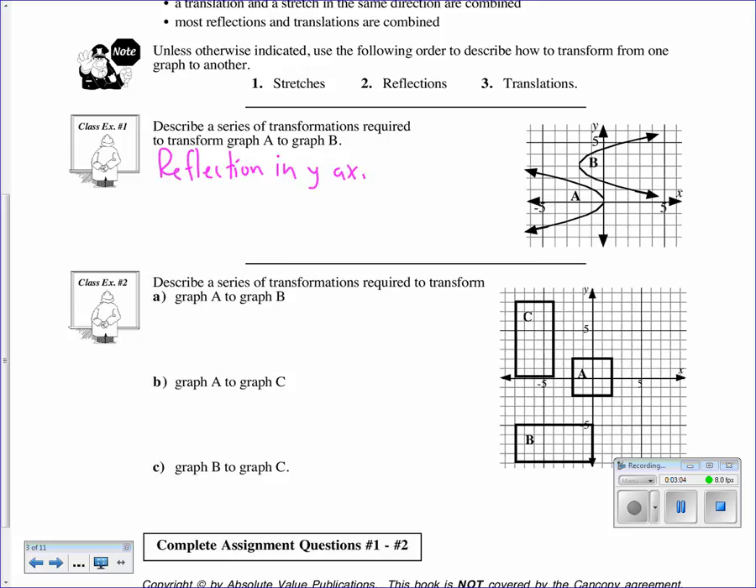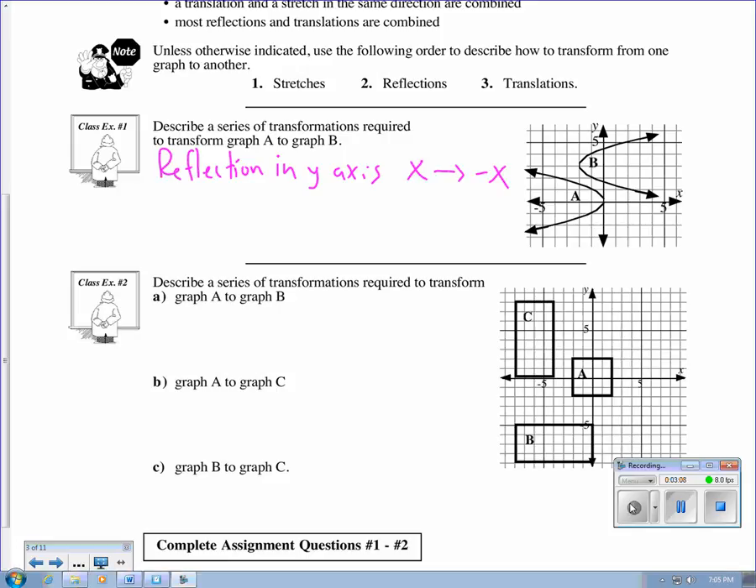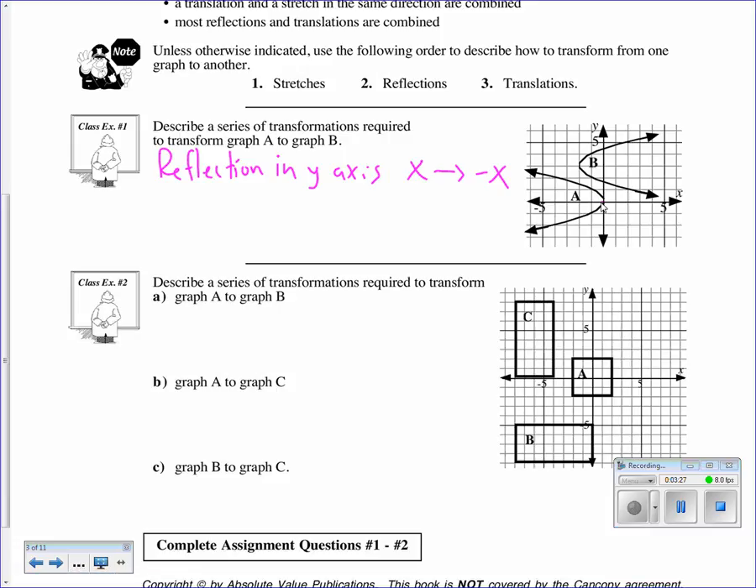And when I reflect in the y-axis, remember what changes. When I reflect in the y-axis, x becomes minus x. So if you flip that graph around, the graph would simply be in the mirror on the other side. But you'll see that I've done some shifting of that vertex. The vertex has altered position. And you can track what's happening to that vertex by looking at the graph.